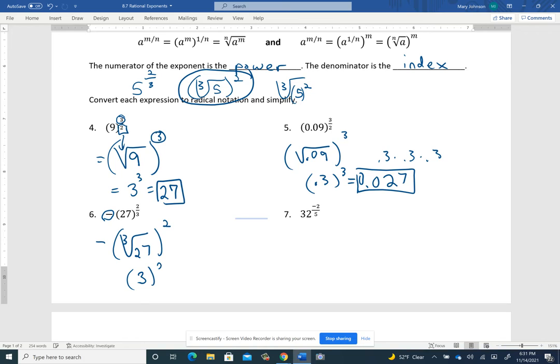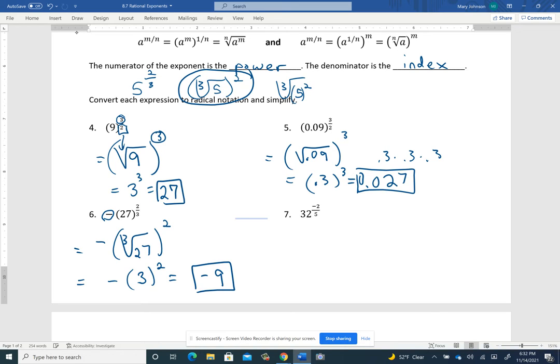Okay, I need to square that first before I take the opposite in this case, because the negative is out in front of those parentheses. So I'm going to do 3 and square it, which would be 9, and take the opposite, which would be negative 9. Okay.